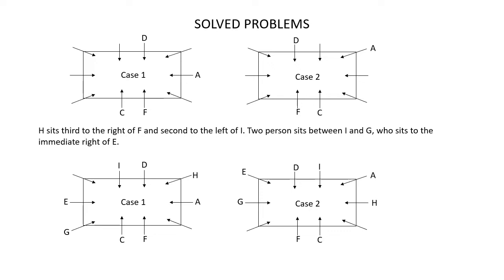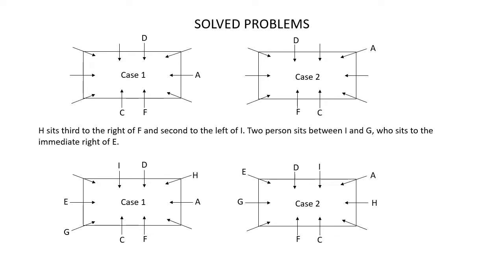Two persons sit between I and G. Now let's consider to the left of I, then 1, 2. Two persons sit between I and G, so this has to be the position for G, but this position is already occupied by A. So G cannot sit here.